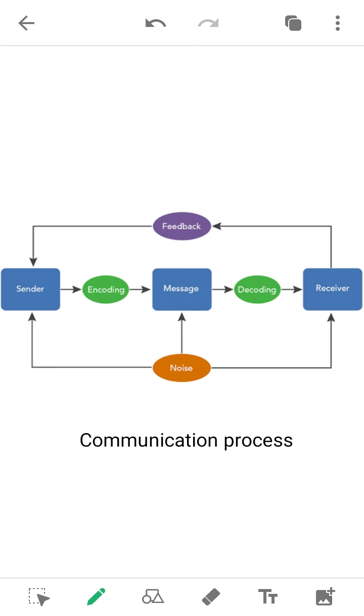Sender, who sends the message, is called the sender. Sender, first of all, encoding. Encoding is the process of transferring information into a form that can be correctly understood by the other end. It is called encoding.